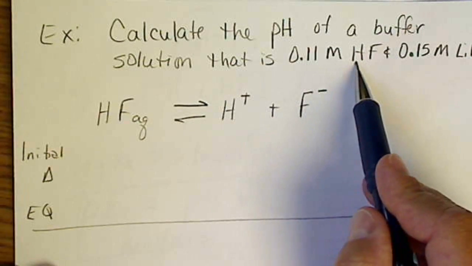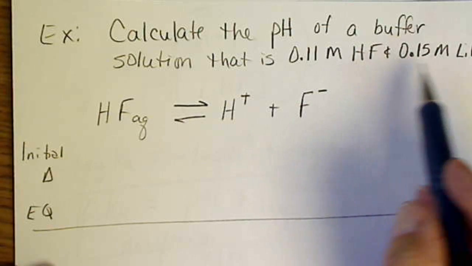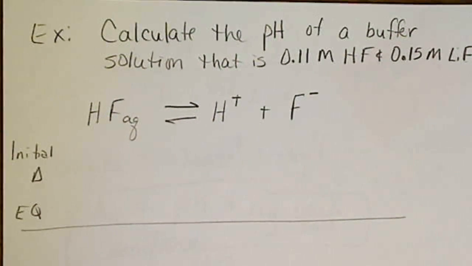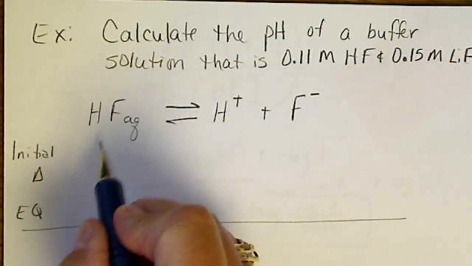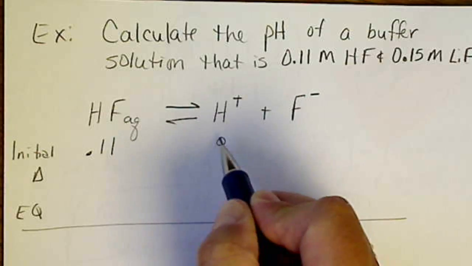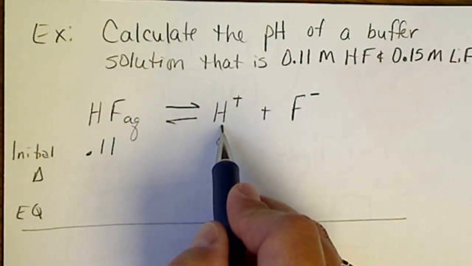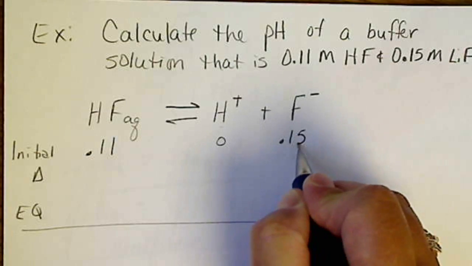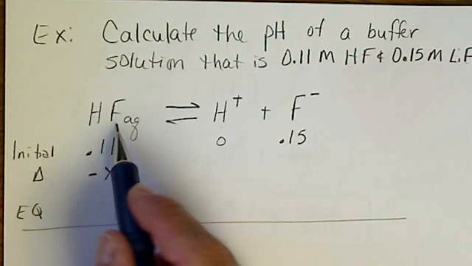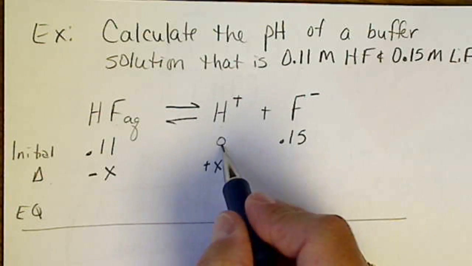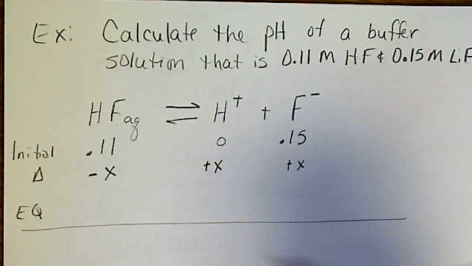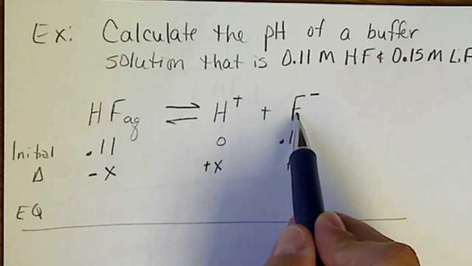So if we have a 0.11 molar hydrofluoric acid concentration and a 0.15 molar lithium fluoride concentration, our initial conditions as we're attaining the equilibrium expression, this would be 0.11, and we don't have any H plus, assuming this hasn't dissociated, and then we have 0.15 here. The change, we're going to lose a little bit of intact HF, we're going to gain a little bit of H plus, and we're going to gain a little bit of F minus. And again, this is all in a one-to-one relationship. One of these makes one of those and one of those.